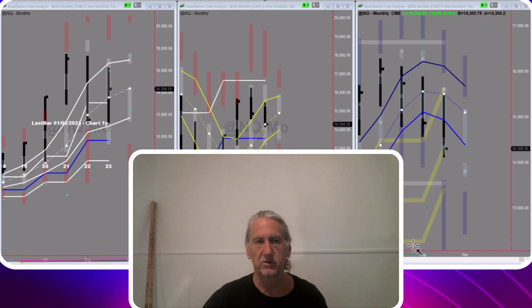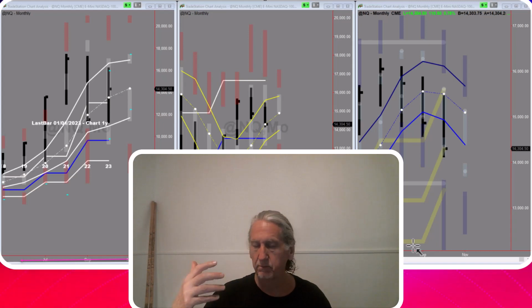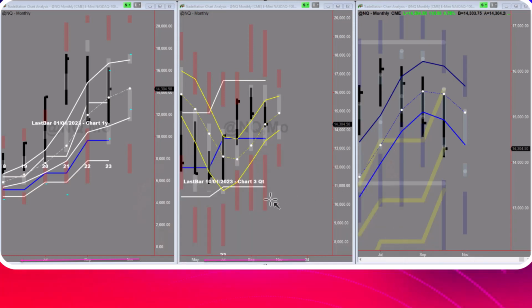So we're going to start with this long-term look at the NASDAQ. Where is it at, and what's on our chart that most people aren't seeing? With that, let's get started. We've started with the yearly chart over here on the left.